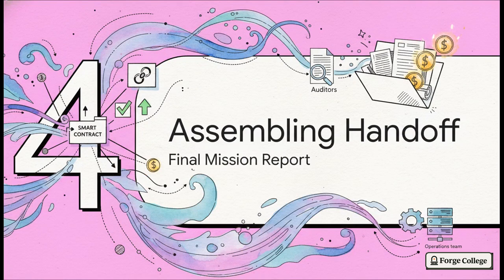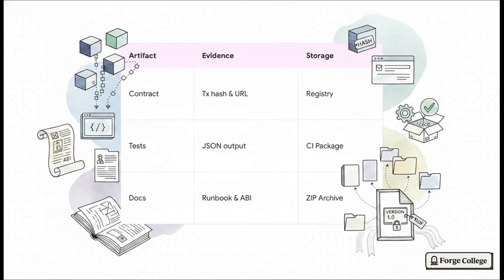Putting together the final mission report. Okay, so the deployment is complete, and our telemetry looks great. Now we need to map our expected artifacts directly to our concrete evidence for the auditors and operators. For the deployed contract itself, your concrete evidence is the transaction hash, the block number, and the Explorer URL. Store those safely in your artifact registry. For the post-deploy tests, your evidence is that JSON test output, the timestamps, and that 0 exit code. And for your documentation bundle, it's your runbook excerpt, the ABIs, and the verification steps.